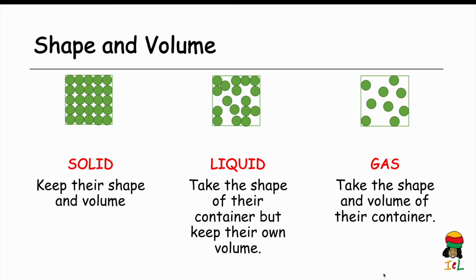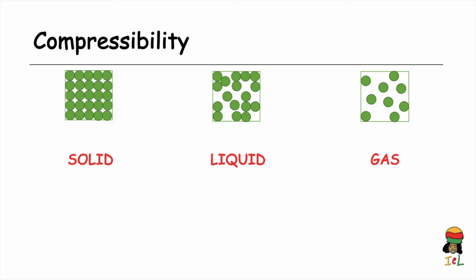Gases, on the other hand, take the shape and volume of their container. Gas particles will spread to occupy all the space available within a container, therefore taking the volume and the shape of the container. Compressibility. Compressibility has to do with pushing the particles closer together.